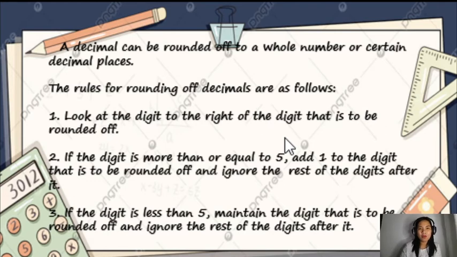Decimals can be rounded off to the whole number or a certain decimal place. The rules for rounding off decimals are as follows. Step 1. Look at the digit to the right of the digit that is to be rounded off. Step 2. If the digit is more than or equal to 5, add 1 to the digit that is to be rounded off and ignore the rest of the digits after it. Or, if the digit is less than 5, maintain the digit that is to be rounded off and ignore the rest of the digits after it.